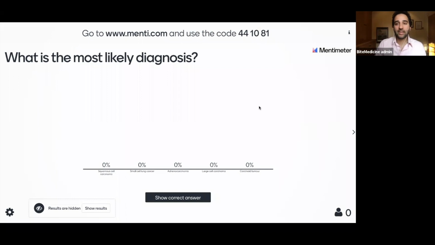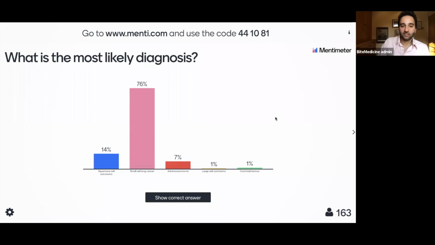So based on the history and those blood test results, which if you don't remember showed a low sodium, what is the most likely diagnosis? I'll give you a few moments. Squamous cell carcinoma, small cell lung cancer, adenocarcinoma, large cell carcinoma, or a carcinoid tumor. What do you guys think?